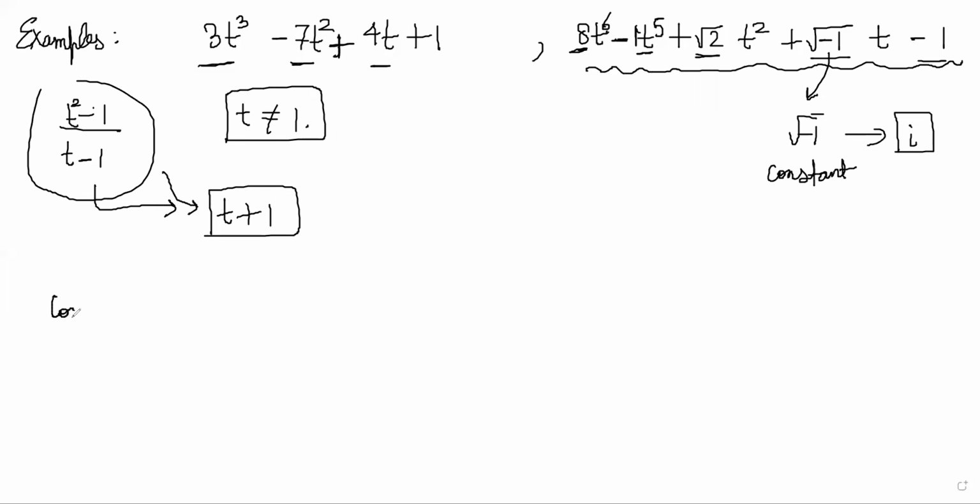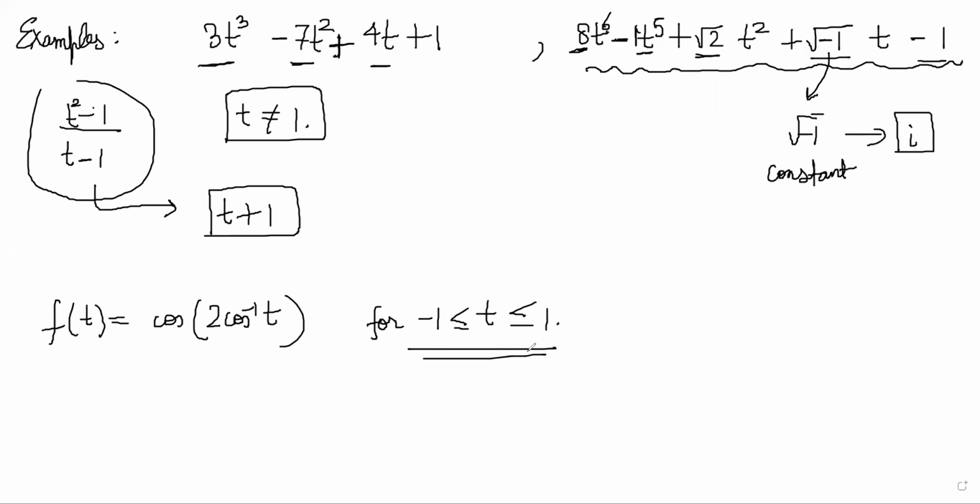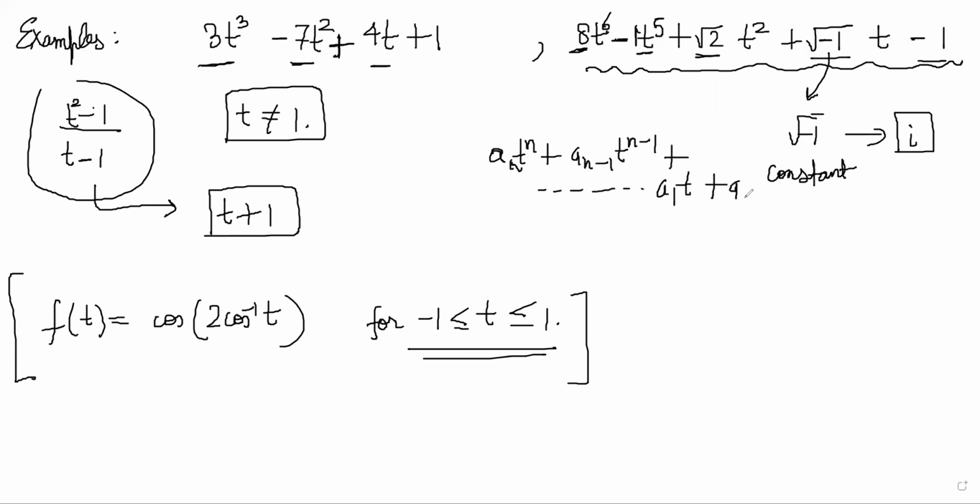What about this thing? Is f(t) = cos(2 cos^(-1) t) a polynomial for -1 ≤ t ≤ 1? On first glance, it looks like this will not be a polynomial, right? Because it doesn't even look remotely close to any function of t like this, right? a_n t^n + a_(n-1) t^(n-1) and so on. It doesn't even look remotely close to this.